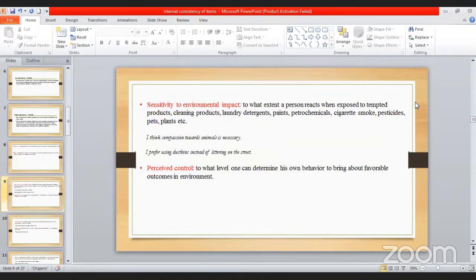That means to what level one can determine one's own behavior. It is about bringing about favorable outcomes in the environment. Next.